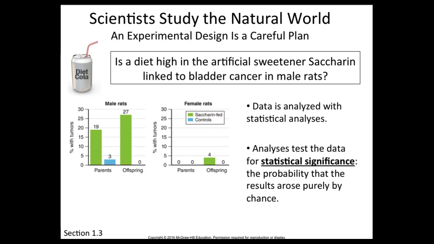So based on this evidence, do I eat saccharin anymore? No, I do not. However, it is important to note that they were fed a diet of almost exclusively saccharin. It would be the equivalent of me drinking 300 cans of Diet Coke in one day. That's a lot of saccharin.